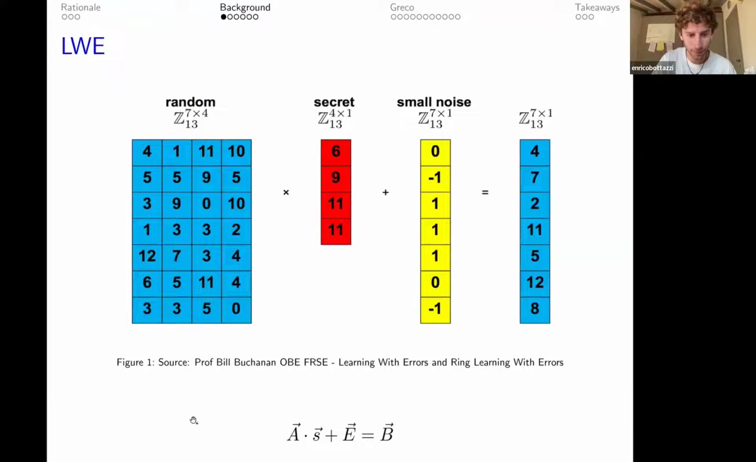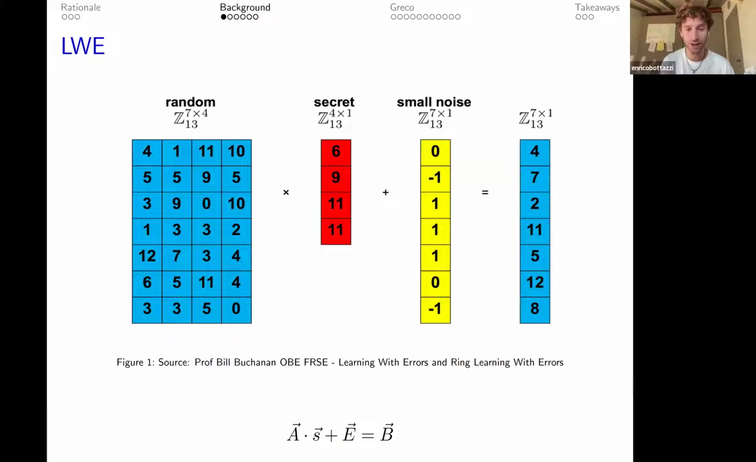This is a very simple slide. As you can see, we have these matrices, then we multiply by this vector, and we have this other vector, and we get this. At the bottom, you see the formula. But the important thing here is that this learning with error problem is at the basics of fully homomorphic encryption.